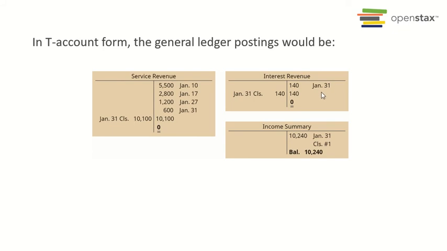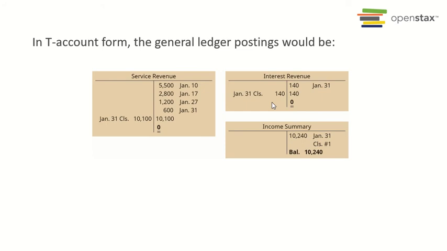For interest revenue, the same thing. At the end of January, the interest revenue had a credit balance of 140. In order to close that, in order to return this account to zero, we need a debit entry of 140. So now we have a debit 140 and a credit 140. Now our account balance is zero.